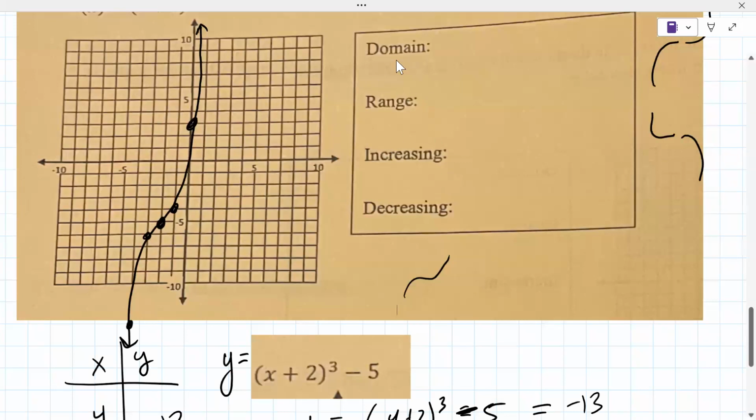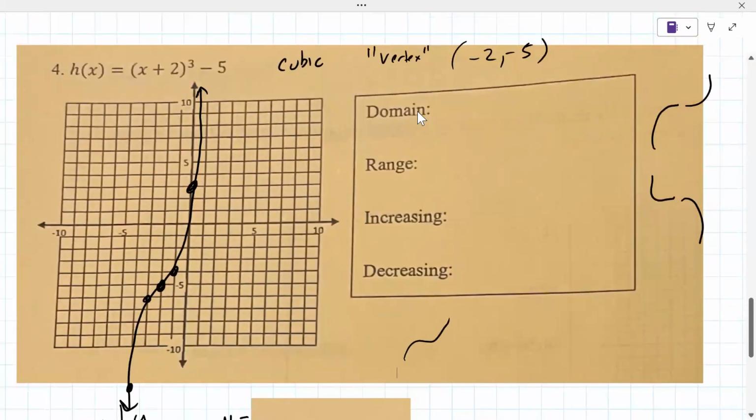All right, let's go to domain. What do you think the domain is for this one? Negative infinity to infinity. Exactly. The range is the y values. It's like, how far down does this go? Well, it goes down forever and it goes up forever. So it is also -infinity to infinity.